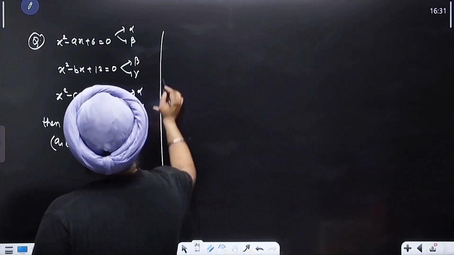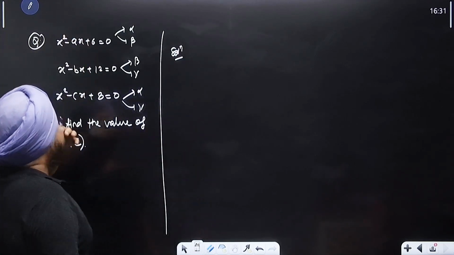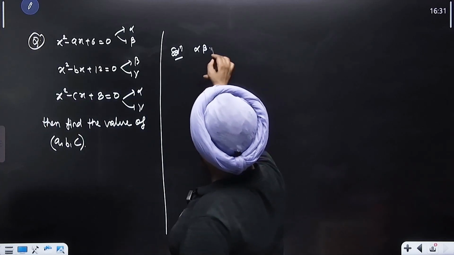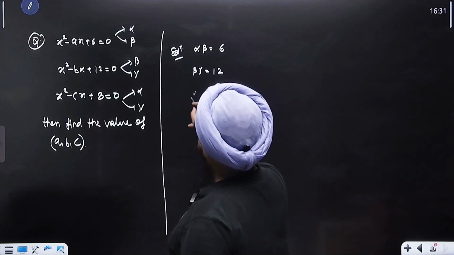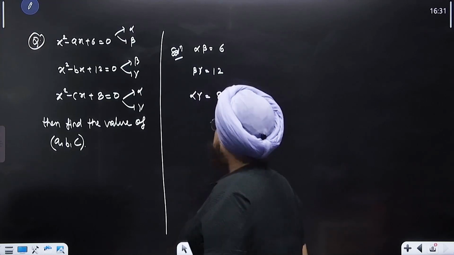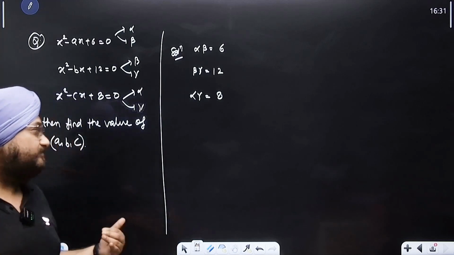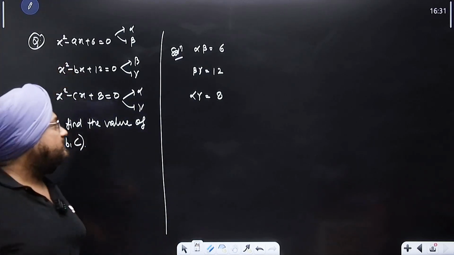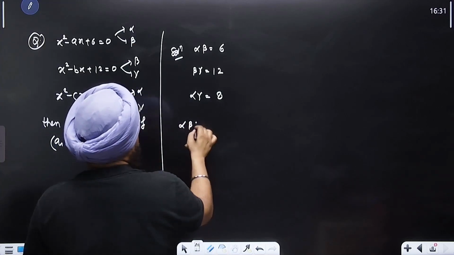So what we can do here: we are given the constant term in each equation, so the product of roots is given. The product of roots of the first equation is 6, of the second equation is 12, and of the third equation is 8. If we find alpha, beta and gamma, then we will be able to find the values of a, b and c. So multiply these three equations.